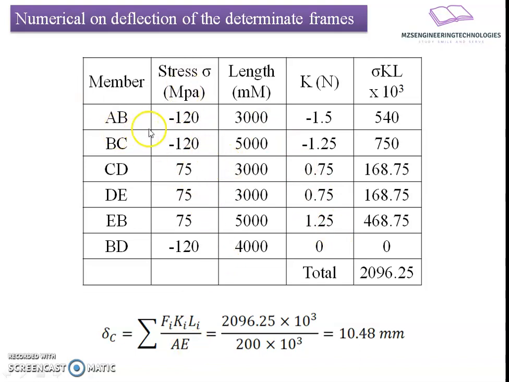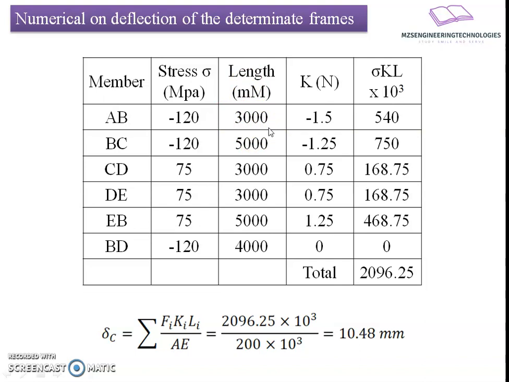So that's why AB is going to carry tensile force minus 120, BC is carrying tensile force minus 120, CD is compressive 75, DE is compressive in nature 75, EB bears compressive force 75, and BD bears tensile force minus 120. Then I have substituted the length here in mm, because we are going with reference to the unit system Newton mm. So I am going to put the value in terms of mm.